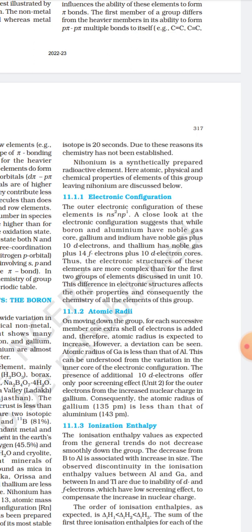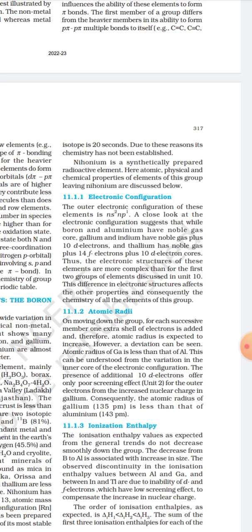Electronic configuration. The outer electronic configuration of these elements is ns2 np1. A close look at the electronic configuration suggests that while boron and aluminium have noble gas cores, gallium and indium have noble gas plus 10 d electrons, and thallium has noble gas plus 14 f electrons plus 10 d electrons cores. Thus, the electronic structures of these elements are more complex than for the first two groups of elements discussed in the previous unit. This difference in electronic structures affects the other properties and consequently the chemistry of all the elements of this group.